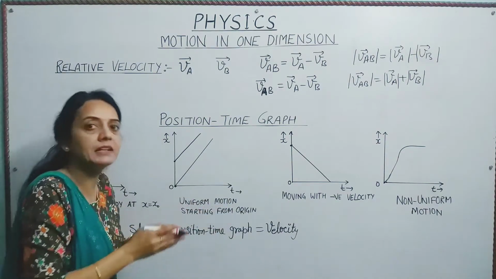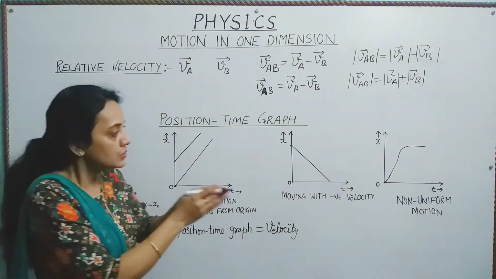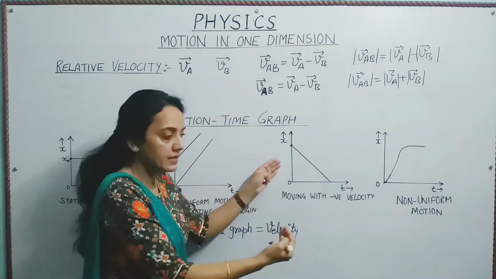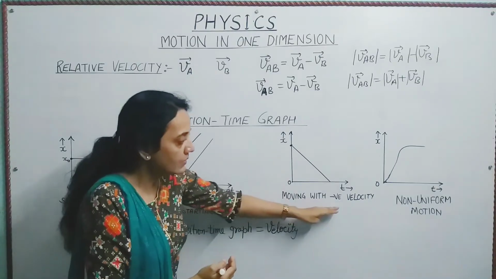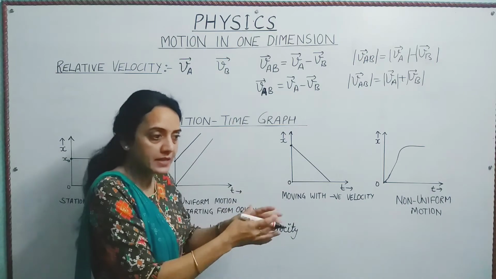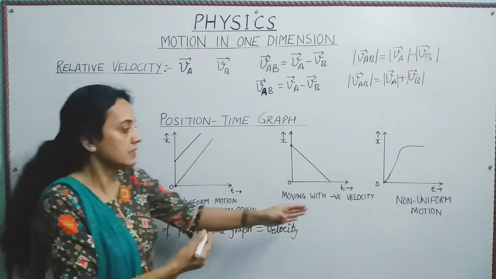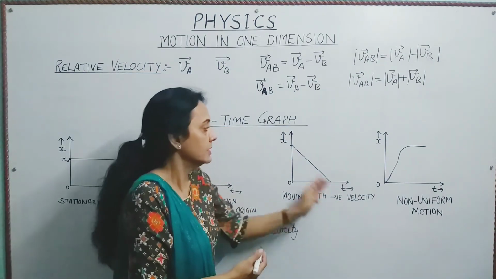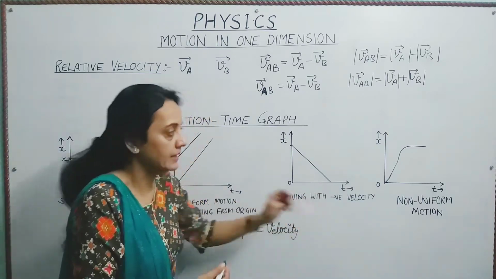in the negative direction. Okay, so this is the case where the body is moving in the negative direction. That's why we have written negative velocity. Velocity means speed is there, but the direction is opposite. That's why negative velocity. So the graph will come down like this.